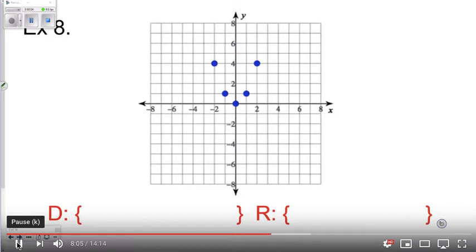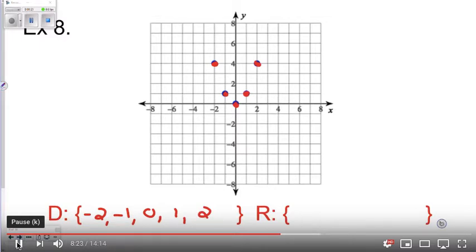And the last graph here for your domain, your x values. Our first one is at -2. Then we have an x value at -1, 0, 1, and then finally one at +2.